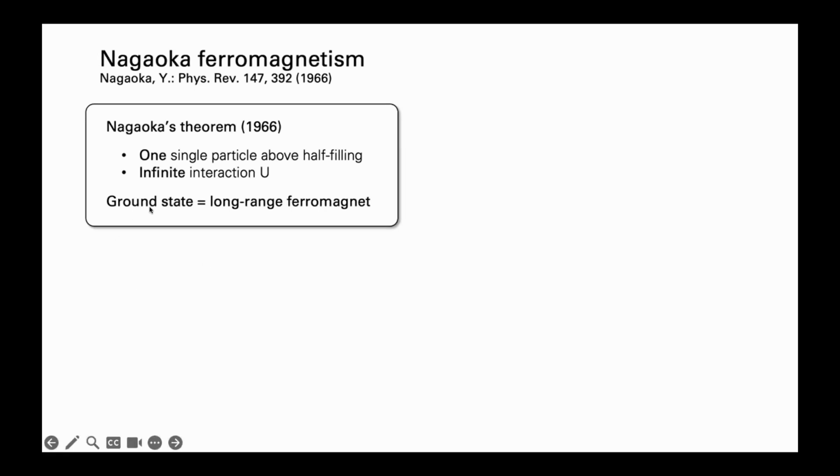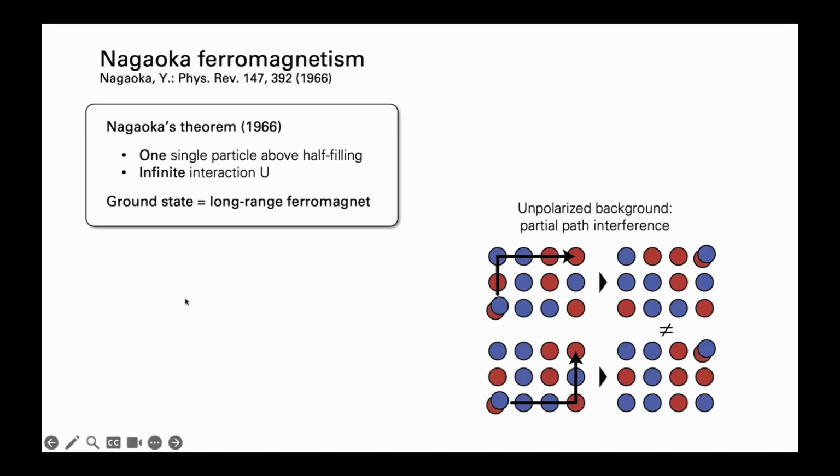For infinite U, a single particle above half filling, or similarly also a hole, would actually lead to a ground state that is a long-range ferromagnet. So how can that be? Why would the magnet care about dopants in this drastic way? Well, it turns out if you have a dopant, it wants to minimize its kinetic energy by delocalizing. But a dopant on a magnetic background, which has some structure, cannot easily do that. If a dopant takes one path or another, then the which-path information is essentially encoded in the spin state. Depending on what path the dopant takes, the underlying spin is changing.